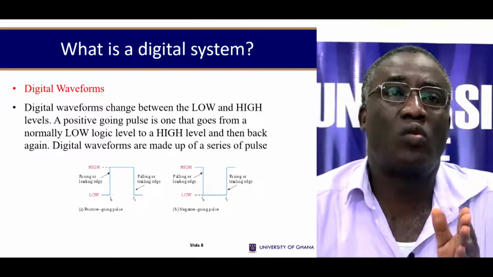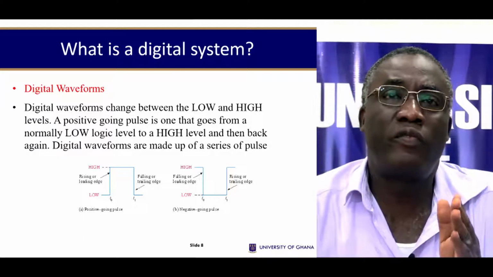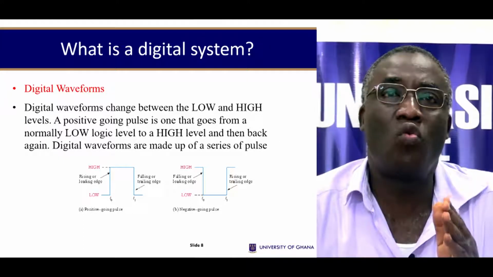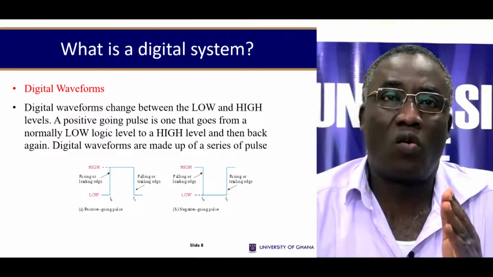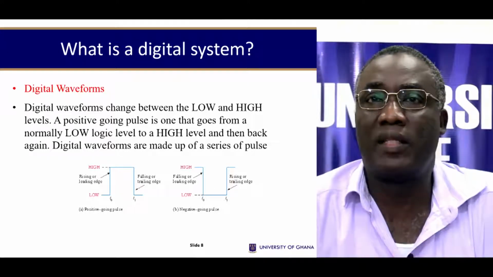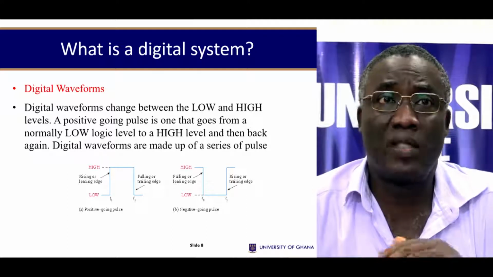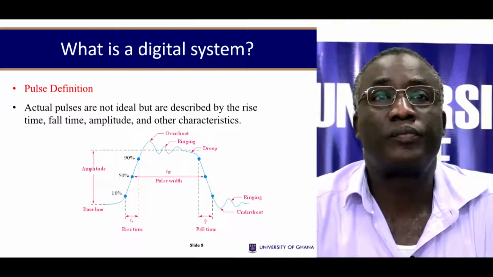That is going from what? Low to high. And then you can have the signal falling from a high to a low. And then the falling or the leading edge is the one that is shown on the left, and then it rises again, which is called the rising or the trailing edge. So this is how your digital waveforms would look.